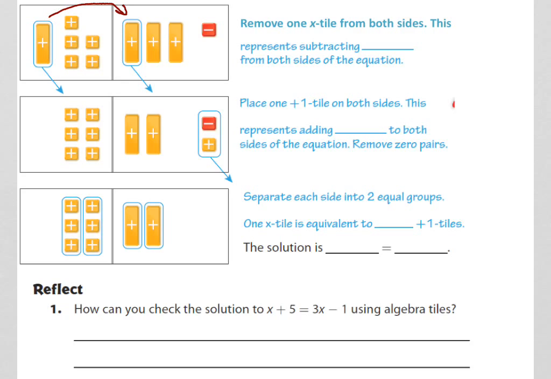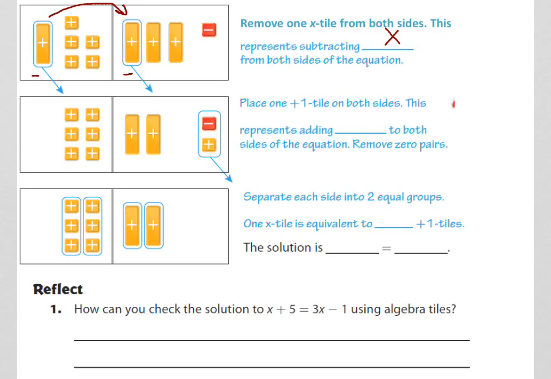So here I'm going to take this 1x and subtract it over here, and I'm going to subtract it over here as well. Okay, so as you notice, when I remove one of the x tiles from both sides, this is the same thing, as I said, as subtracting x from both sides of the equation. Okay, so now let's take a look at the next thing that we do.